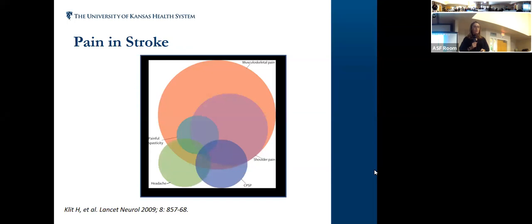So again, this is that diagram. The big circle is musculoskeletal pain or joint pain. The smaller pink circle is shoulder pain, so it's a pretty big part of the circle. And then those other things we talked about: neuropathic pain, spasticity, and headaches are also part of it too. They're all related, and they're all part of recovering from a stroke.